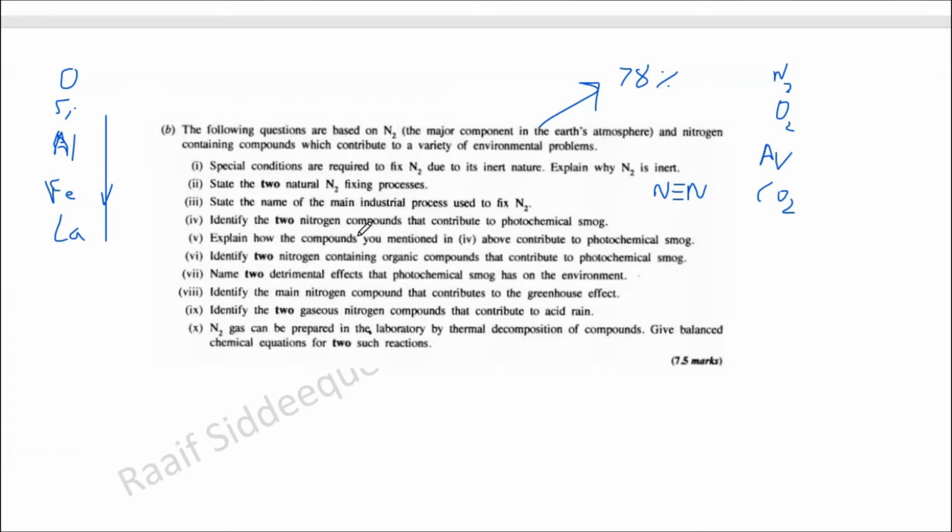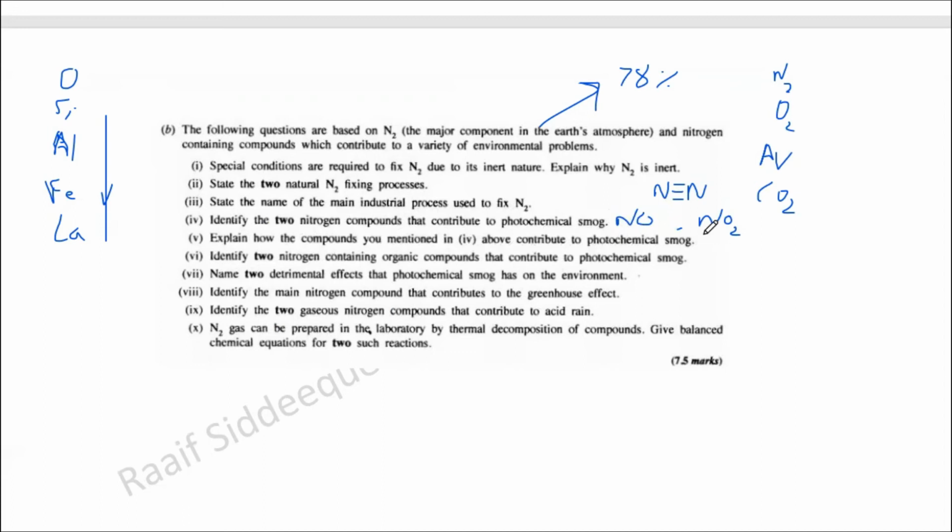Identify the two nitrogen compounds that contribute to photochemical smog. So you should already know at this point what are the compounds that cause this photochemical smog. It is NO and NO2. Okay, so this is NO and NO2. Explain how the compounds you mentioned above contribute to photochemical smog.